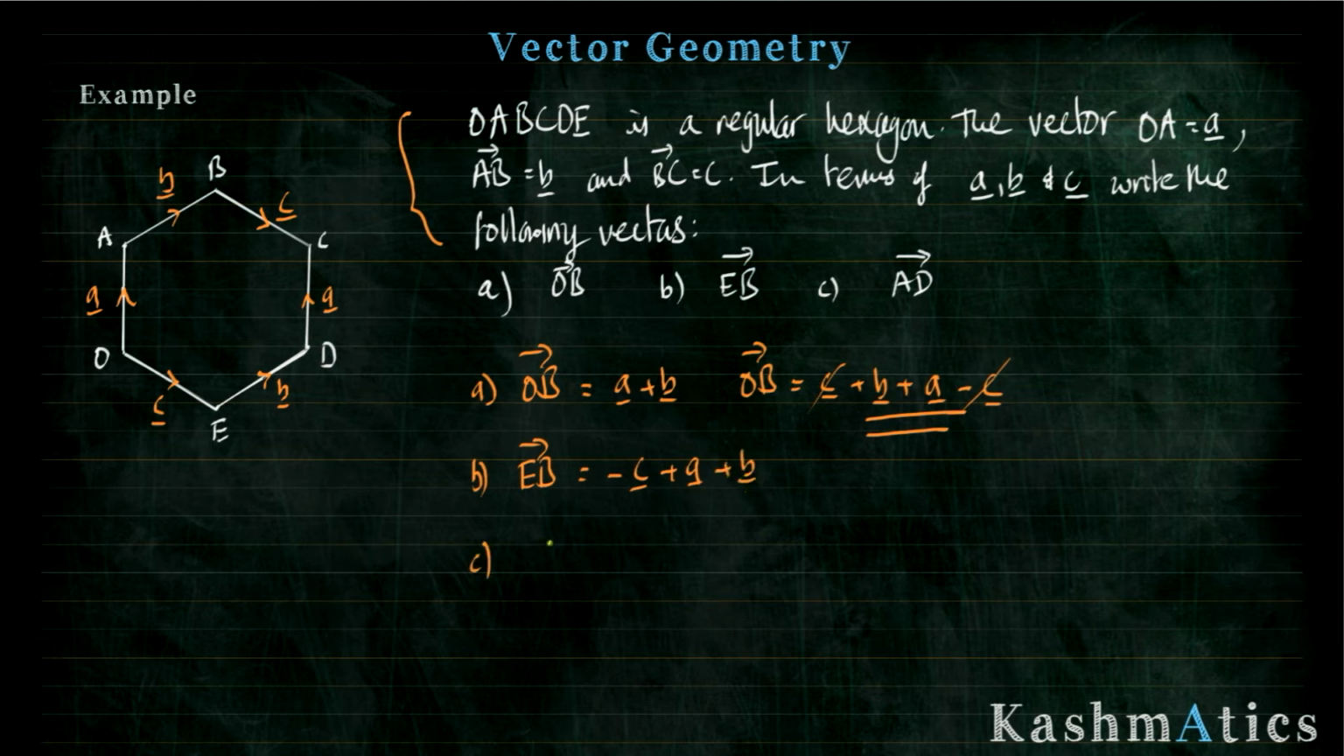And question C, I'm trying to get from A to D. So I'm trying to get from here to here, and I'm just going to go clockwise. So along B, along C, and then backwards along A. So B plus C minus A. Now these two do look very similar, but they're not. They're different because this one here is a plus A, that's a minus A. This one here is a minus C, and that's a plus C. So the signs are really important.